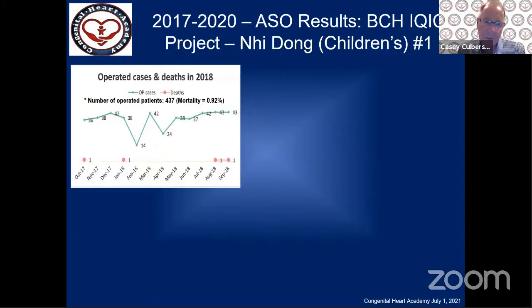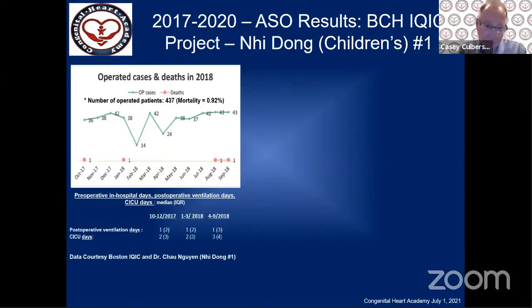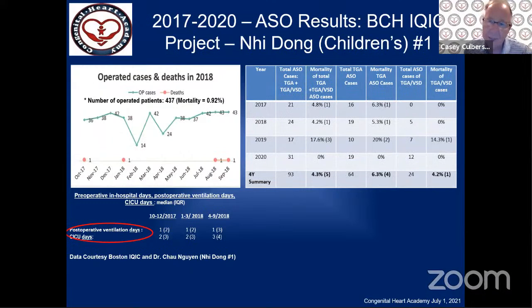So let's fast forward to about 2020. This is results that were given to me by Dr. Zhao at Nidong 1. They did 437 cases in 2018. Their mortality is still less than 1%. Notice that their postoperative days and CICU days are now measured in days, not weeks.